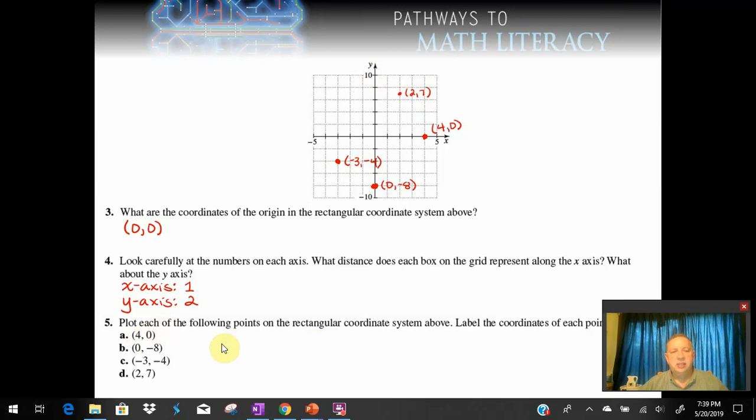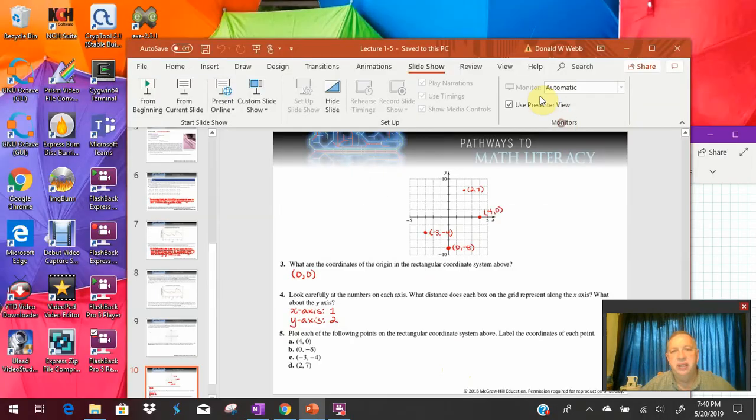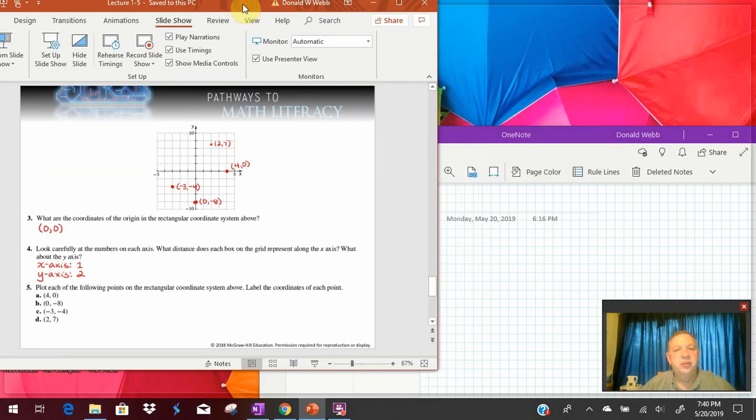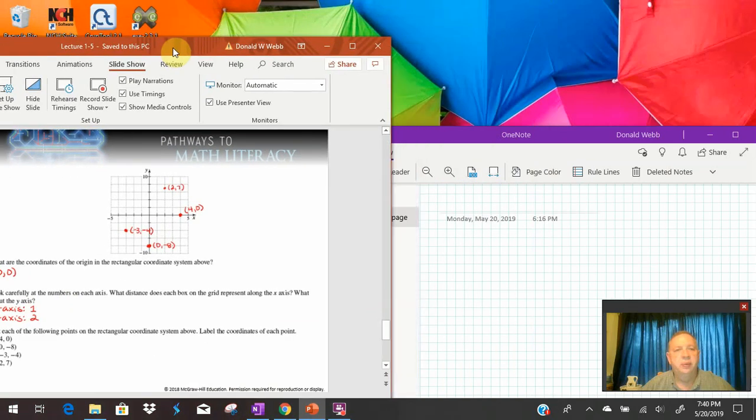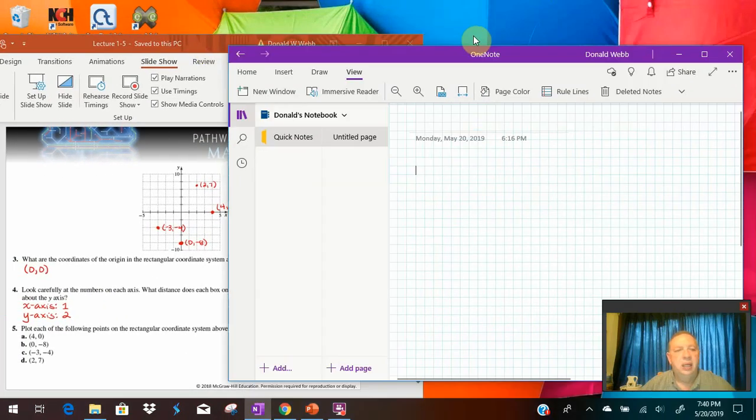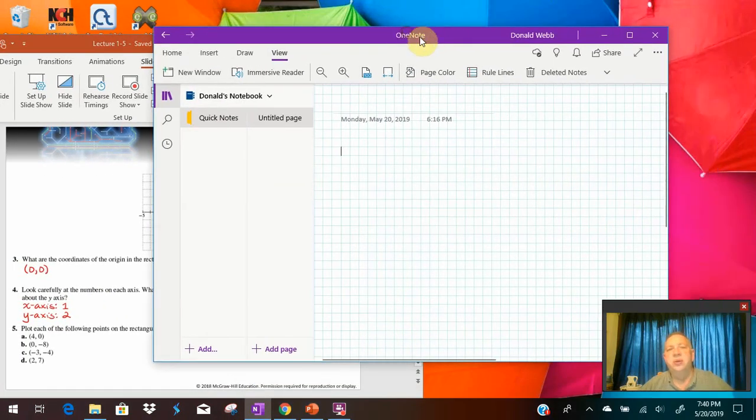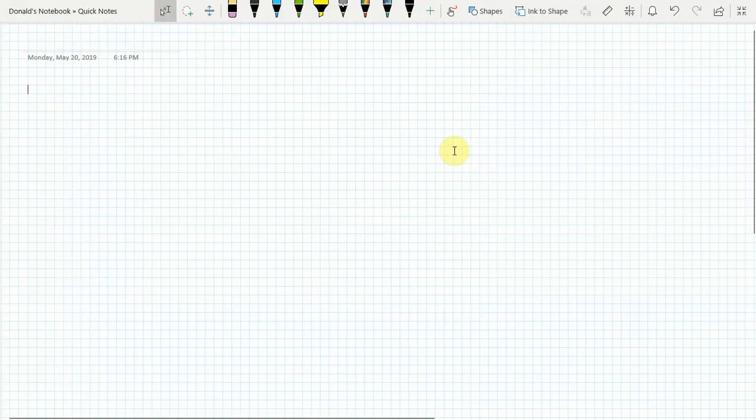So they're asking us to plot each of these following points on the rectangular coordinate system above. Here they are, but I'm going to go in and do a quick sketch. I'm going to use Notepad to set these things up. So I'm going to escape out of here. I want to do 4, 0. Let's go up here. I'm going to open this up, and I'm going to draw a little coordinate axis up here. Hopefully I can get these things in.